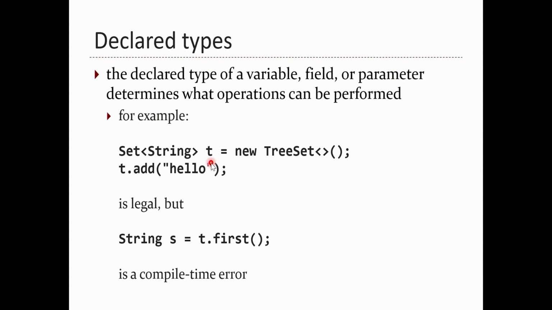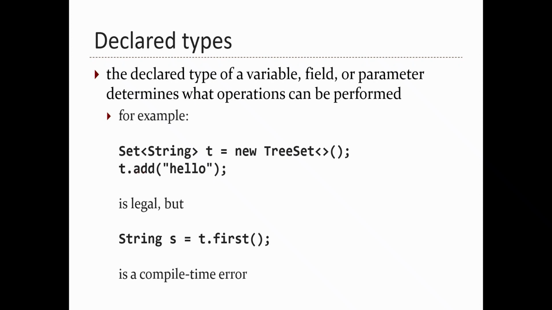So here I've got T, and I've declared T to be a set. Now, set's an interface, so I have to pick a class that implements the interface if I want an object. So I'm going to pick a TreeSet and store a reference to that in T. That's fine. TreeSet implements the Set interface, so a TreeSet object is substitutable for a Set object. So I can store that in a Set variable.